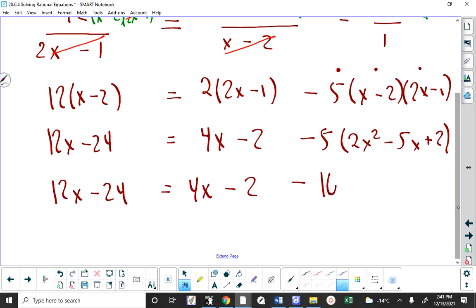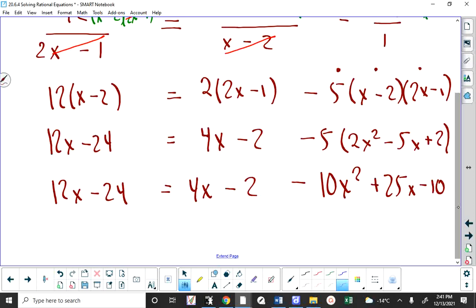So I get minus 10x squared plus 25x minus 10. Now I'll triple check those. 2x squared minus 5x plus 2. I'm multiplying by negative 5, which gives me negative 10x squared. It gives me positive 25x. It gives me negative 10. I think I'm back on track now.